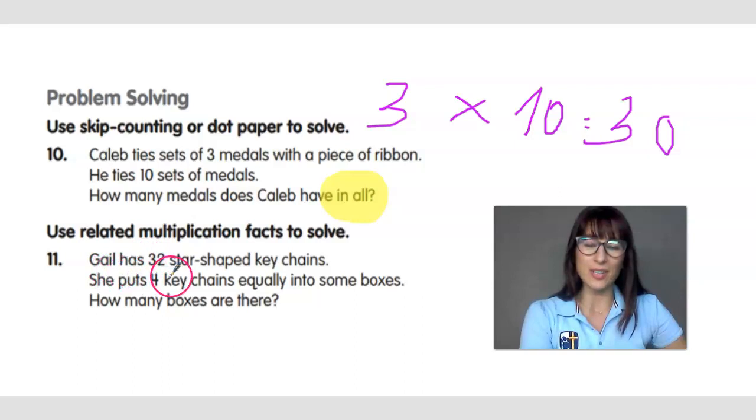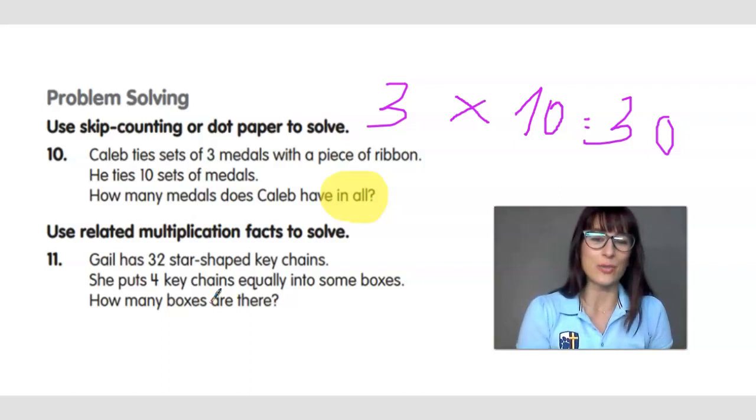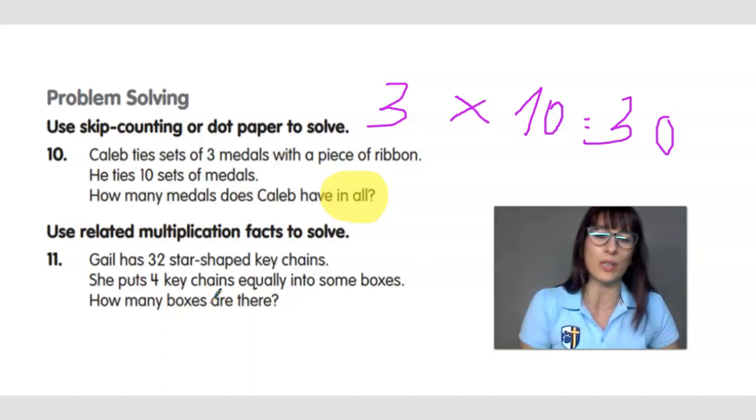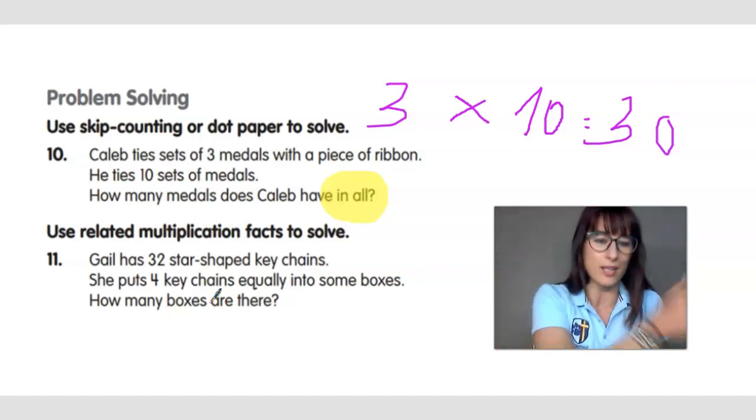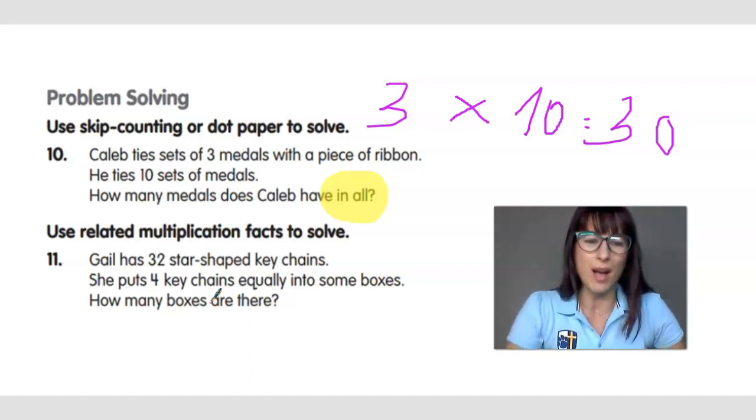So, Gail has 32 star-shaped keychains. She puts 4 keychains equally into some boxes. How many boxes are there? So she's putting them equally into some boxes. Here we have a keyword: equally. She's dividing them equally into some boxes. Just picture Gail with keychains, and she's putting them into boxes. Okay. So how many boxes are there? What do you think we're going to do in this word problem?